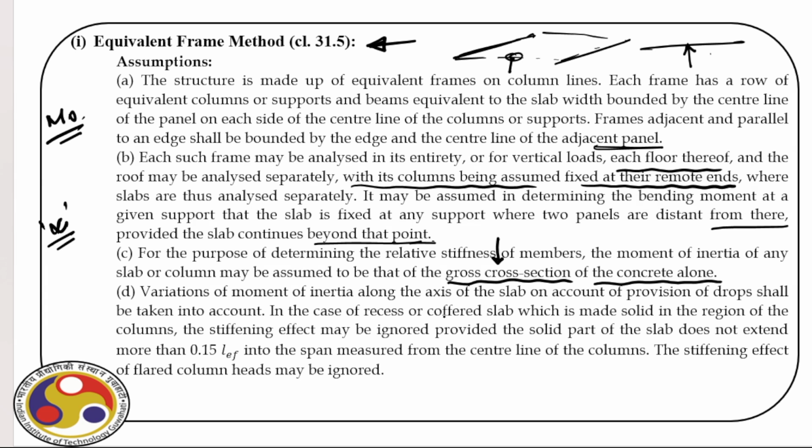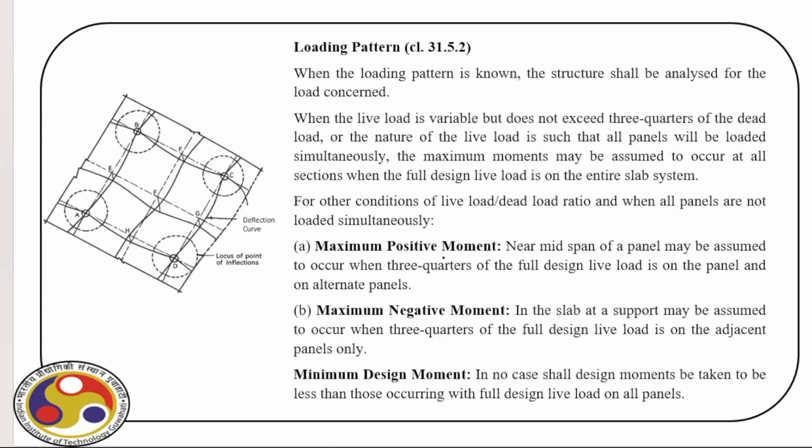In the case of recess or coffered slab, which is made solid in the region of the columns, the stiffening effect may be ignored provided the solid part of the slab does not extend more than 0.15 L effective into the span measured from the center line of the column. The stiffening effect of flared column head may be ignored. So that is the provision, because these additional stiffnesses are actually reserve strength. So we do not utilize them when we calculate the stiffness in the slab and column.